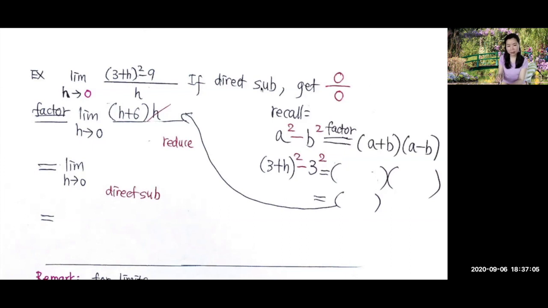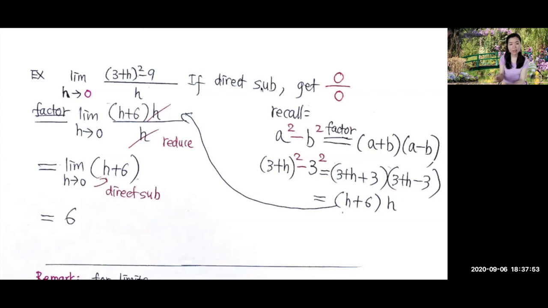So this square subtract this square here will be equal to 3 plus h plus 3 times 3 plus h minus 3, which is going to be h plus 6 in parentheses times h. So that's how we got this right here. Now the denominator is h. So the h over here is going to divide out. Now that will be equal to h plus 6. So we're taking the limit of h plus 6. This is a polynomial, so we can go ahead and do a direct substitution. Substitute 0 into h, so we get 6. So this limit here is equal to 6.